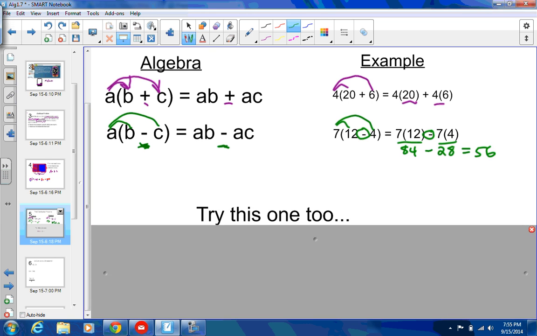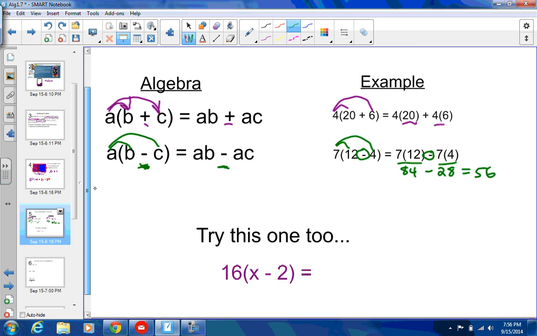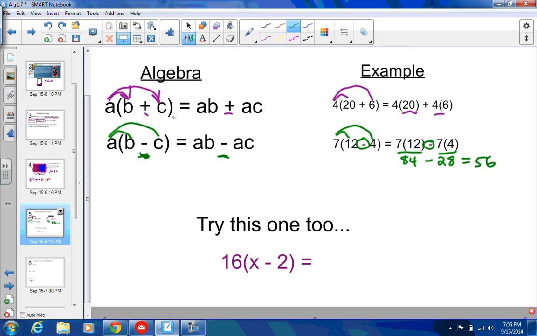All right, so I would like to try this one as well. This time we're going to throw in some letters and numbers in the same problem. So take a second to see, based on the distributive property, if you need to scroll up here, based on the distributive property, what we did here, we distributed the A to both and we kept the sign in the middle. Figure out what the A, B, and C would be in this one and use that distributive property. So feel free to pause this and try this one on your paper.